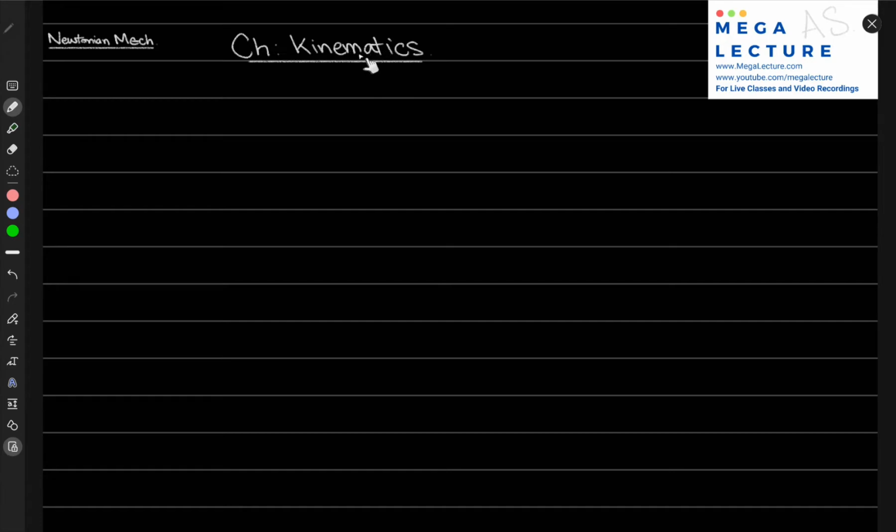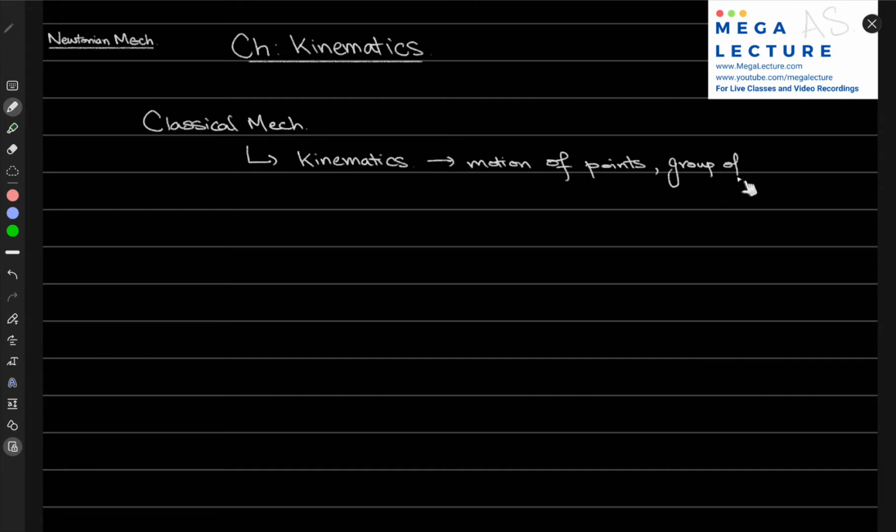So, what is kinematics? Well, kinematics is really a branch developed in what is called classical mechanics. And kinematics is the part of classical mechanics where you deal with the motion of any points. So it deals with motion of points and any system or bodies. You could say a group of points as well, so you could have a group of objects.